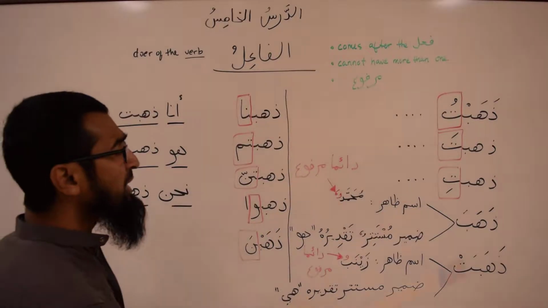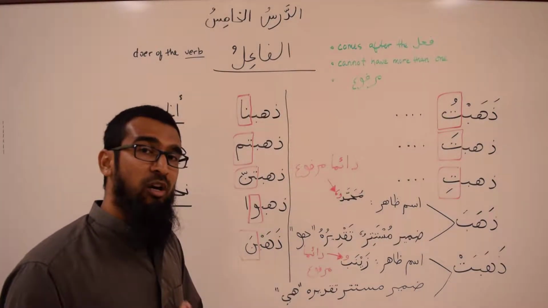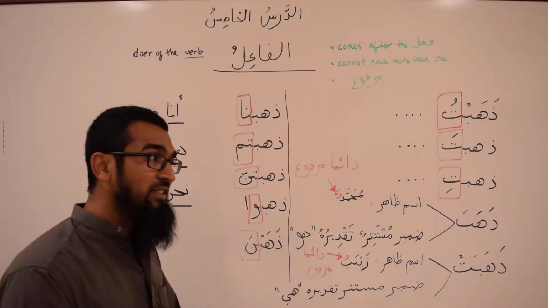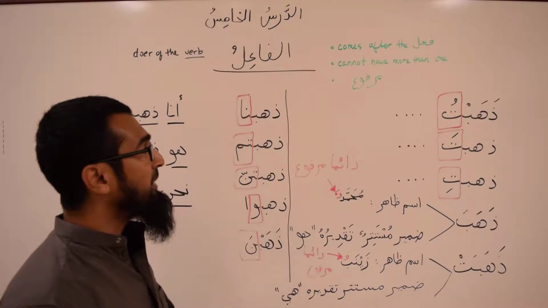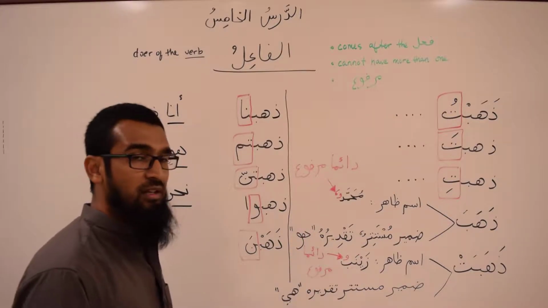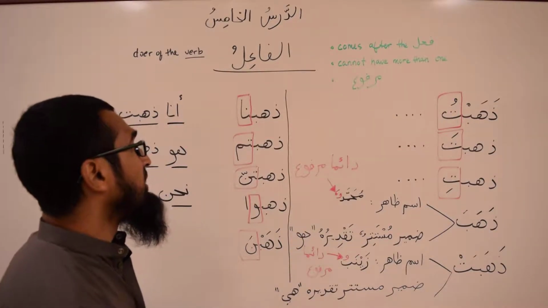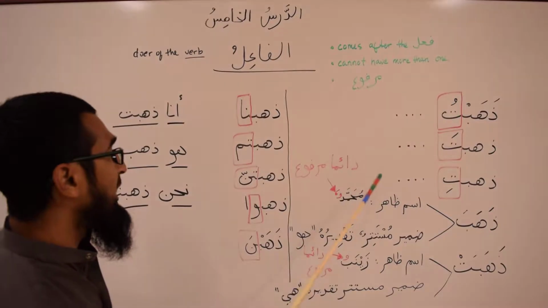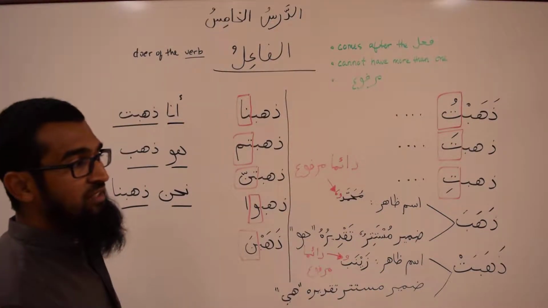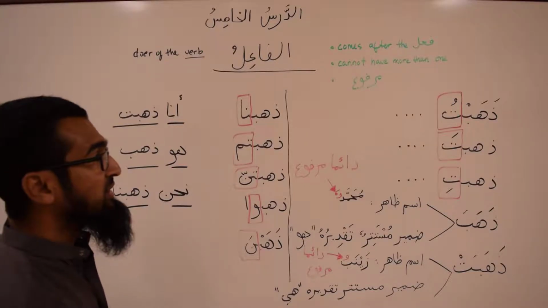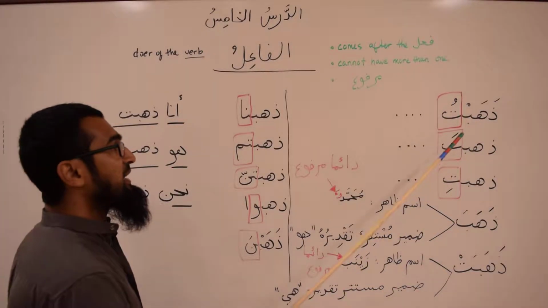And number 3, the fa'il is going to always be marfu', which means it takes a dhamma, or in a state of raf. A state of raf, meaning in a marfu' case. So let's look at the examples. Here we're going to specifically do the fi'il madi, the past tense, and in the next video, inshallah, we'll do the present tense. So look at these verbs.